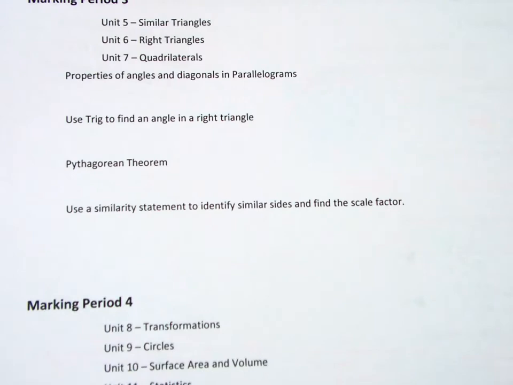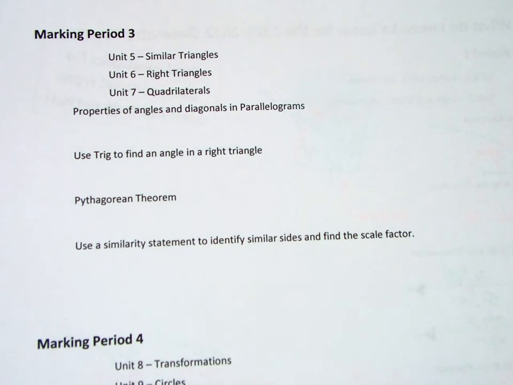That's the whole semester. Yay! Semester 1 done. Let's look at semester 2. Marking period 3, we did similar triangles, we did right triangles, and we did quadrilaterals. The first thing it says are what are the properties of the angles and the diagonals in parallelograms.